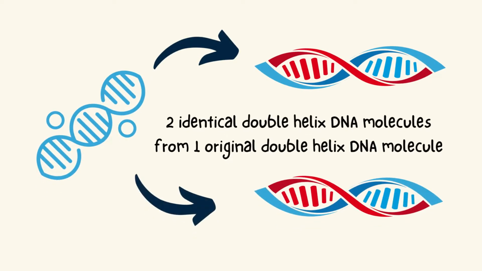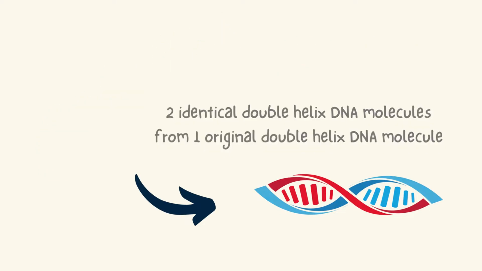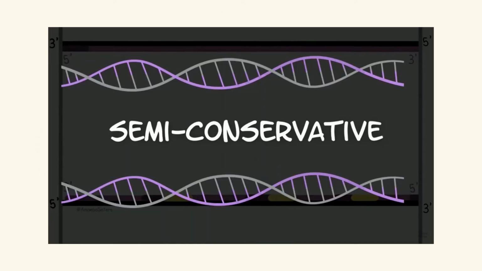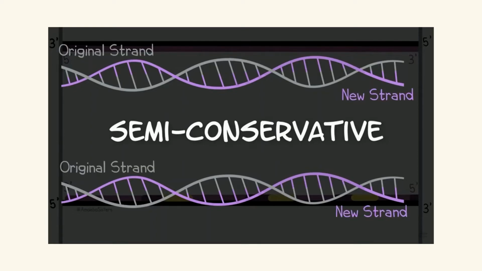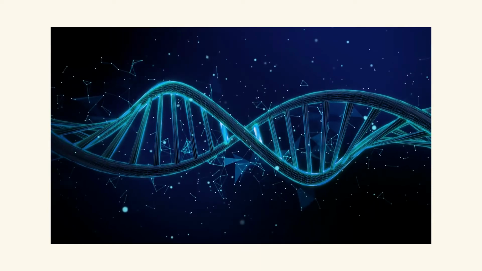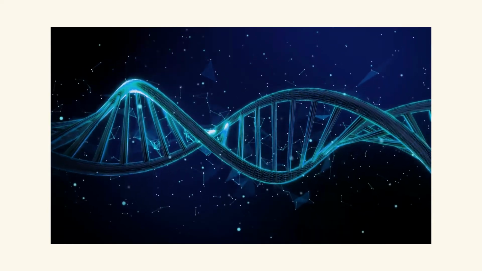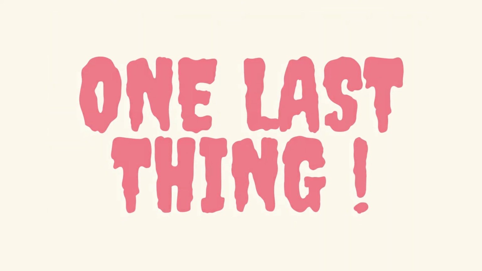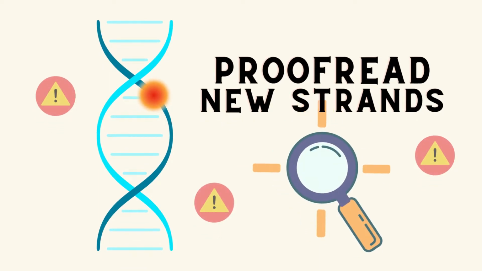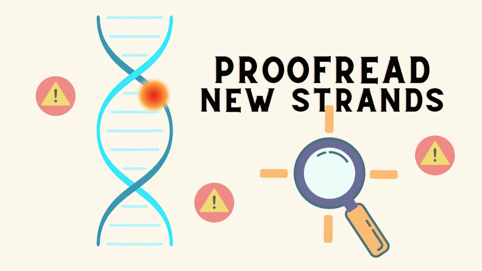At the end of this replication, two identical double helix DNA molecules are formed from one original double helix DNA molecule. DNA replication is described as semi-conservative, as half of the chain is part of the original DNA molecule, half is brand new. Following replication, the new DNA automatically winds up into a double helix. One last thing: surely, you have to proofread your work before to catch errors. New strands are proofread to make sure there are no mistakes in the new DNA sequence.